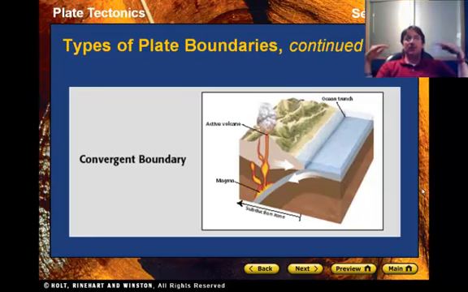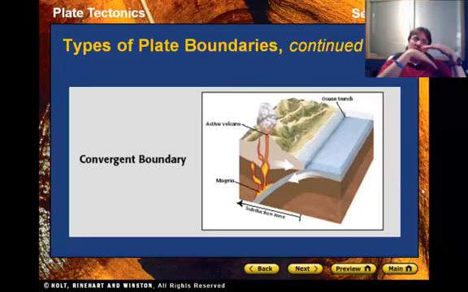Next one's a convergent boundary. That means they come together, converge. Now in this case, this picture shows a subduction zone. Subduction means that this plate, I think it's probably opposite because I'm looking at the camera, but the plate underwater there is denser. Because it's more dense, it's forced under the other plate.